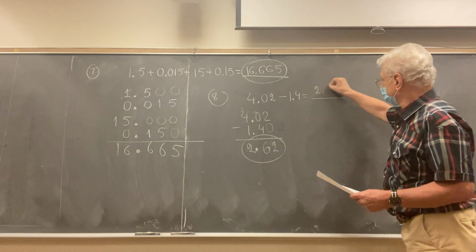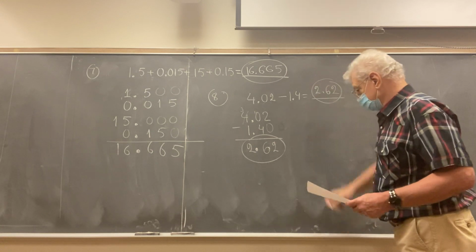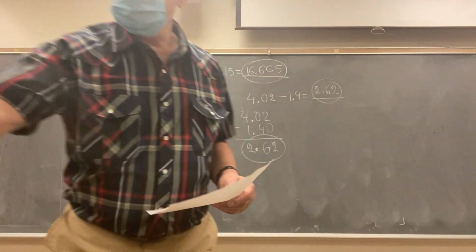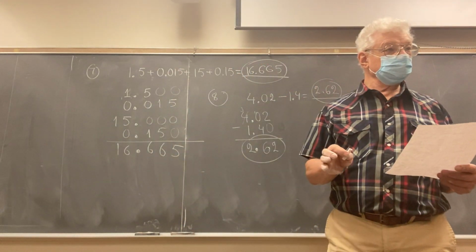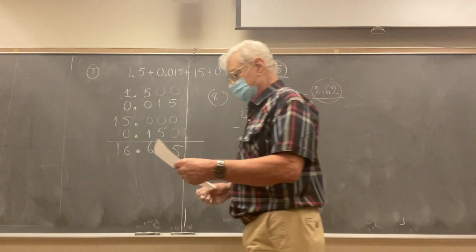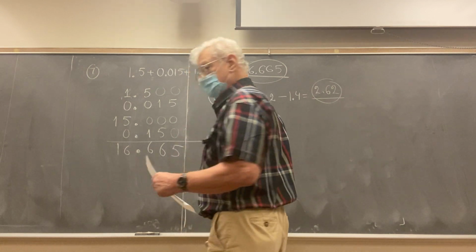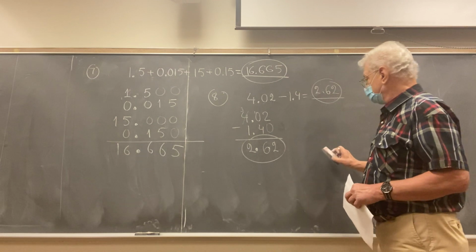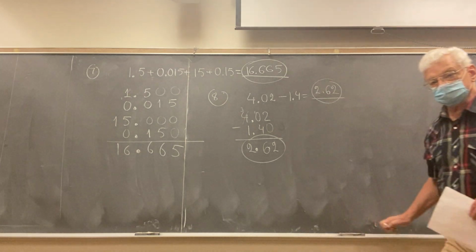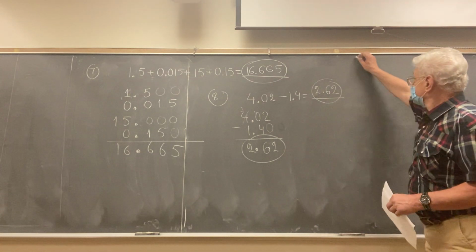So 2.62, circle it. Okay, so far so good, right? Yes. Clear. Now we go to the more difficult part, and do I have room in here? No, by the way, so let me restrict myself with this line.